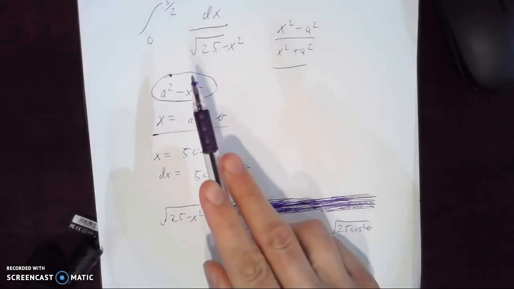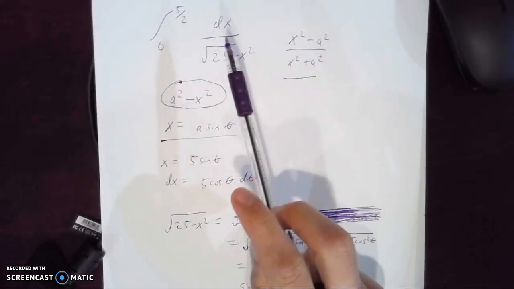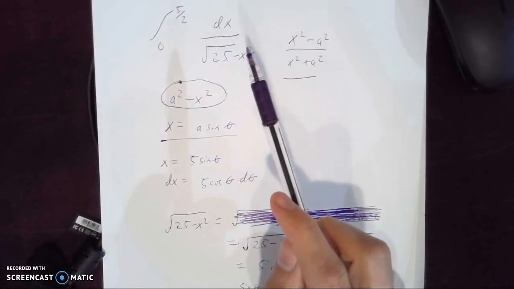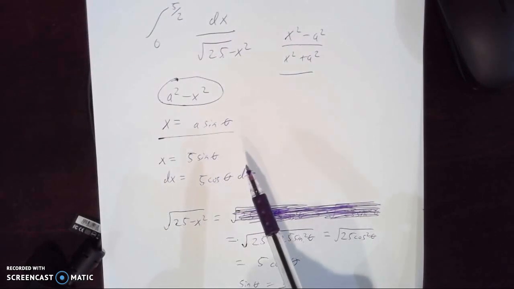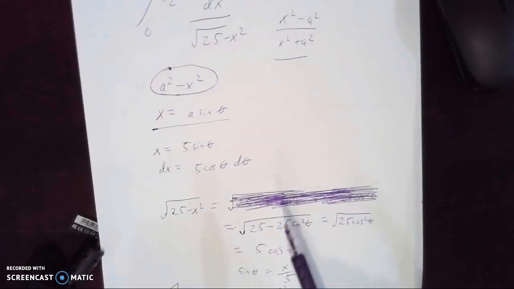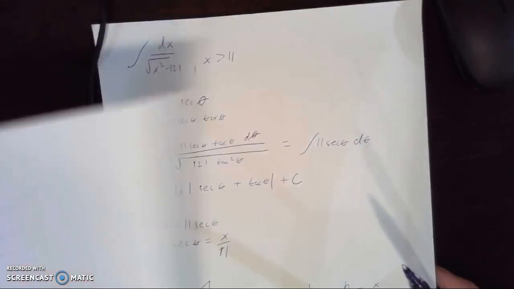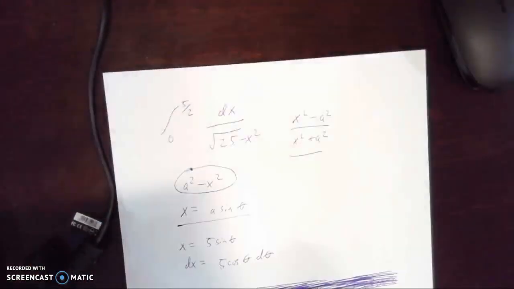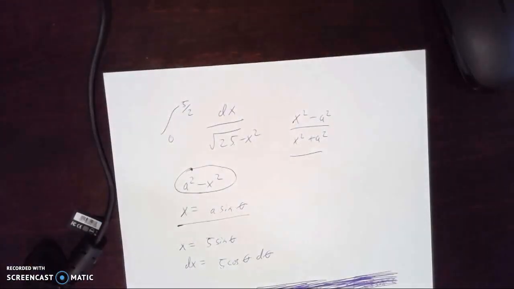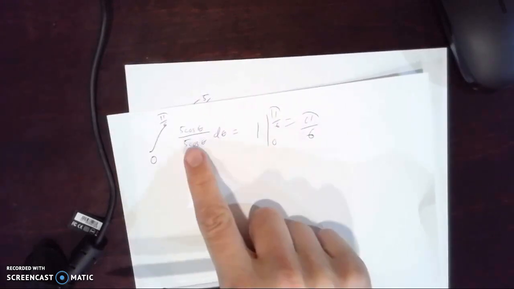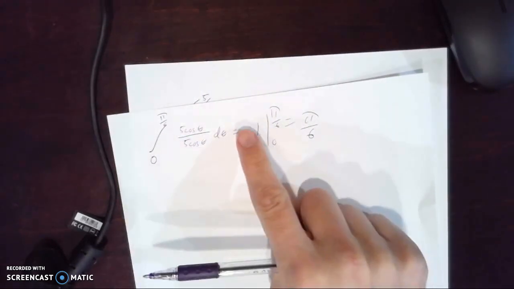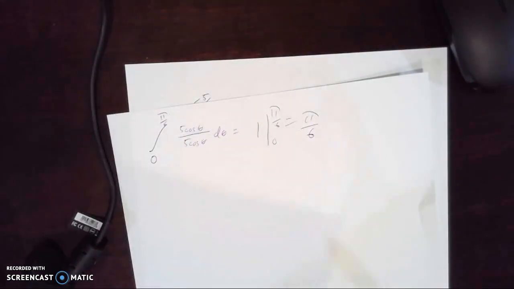So if we go back to our original integral, we were integrating basically 1 over square root 25 minus x squared. So now we replace dx with 5 cosine theta d theta. We've now figured out that the bottom also works out to 5 cosine theta. Let's come back to this in just a second. So we really just end up integrating 5 cosine theta over 5 cosine theta d theta, which means we're integrating 1. So that part's really easy.